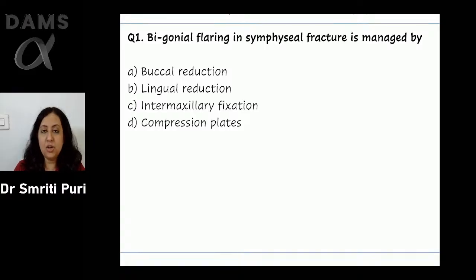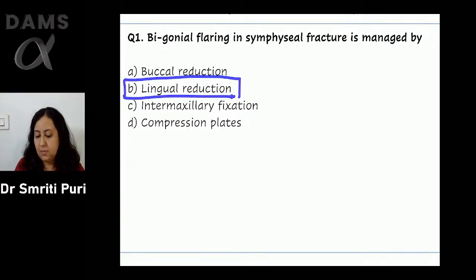Yes, so the question is asking you about bigonial flaring in symphyseal fracture. The correct answer here is lingual reduction. Now, please remember, lingual reduction is the correct answer.